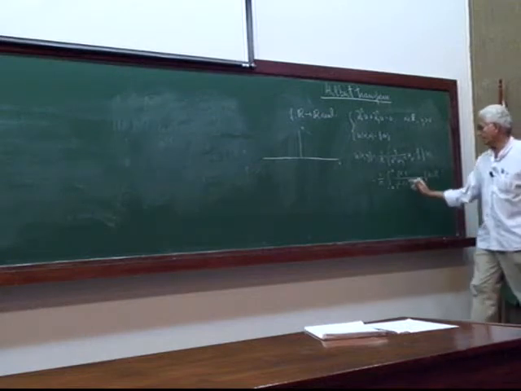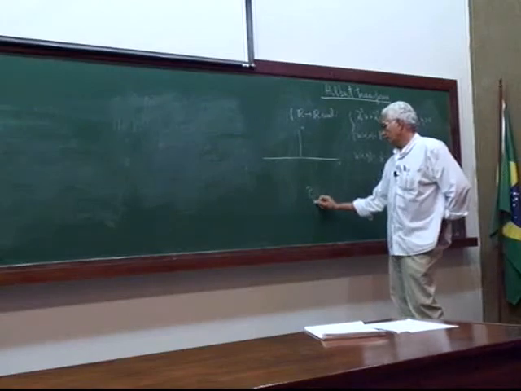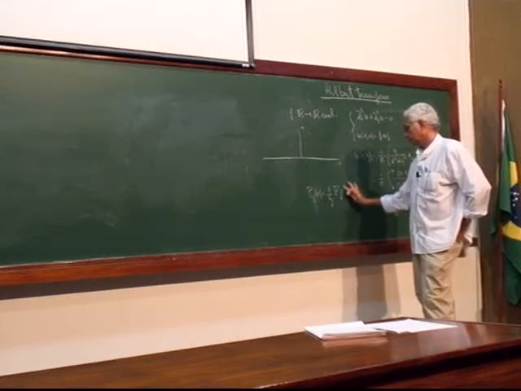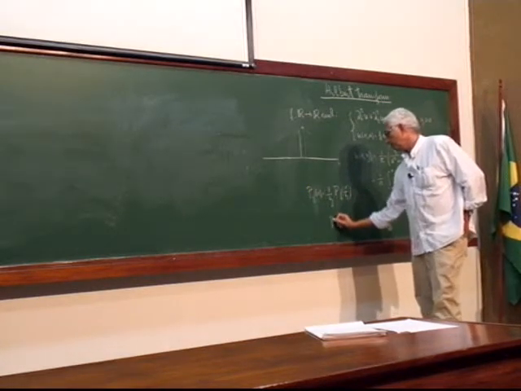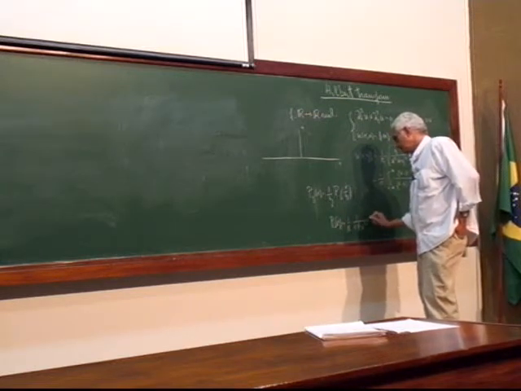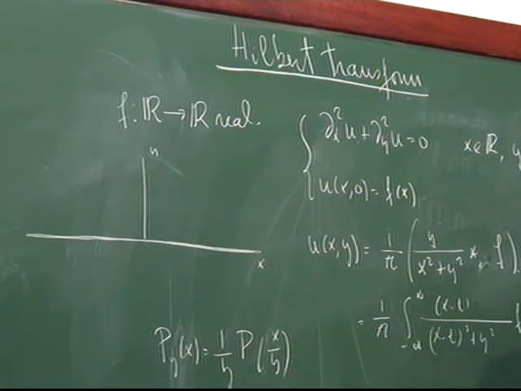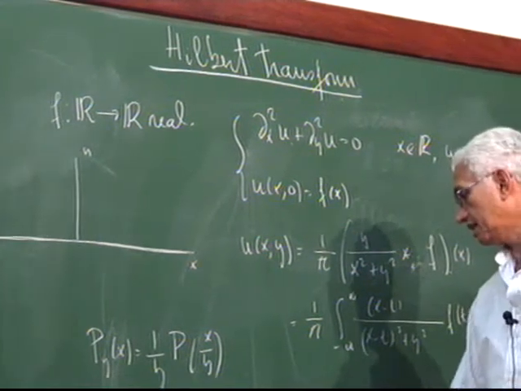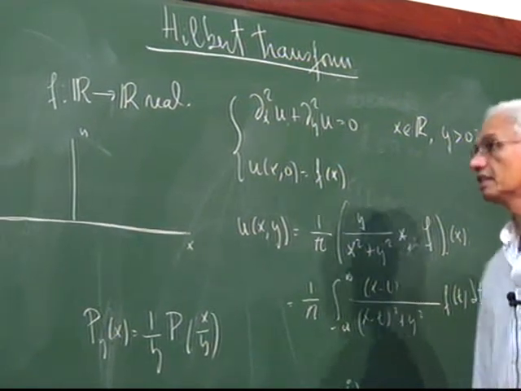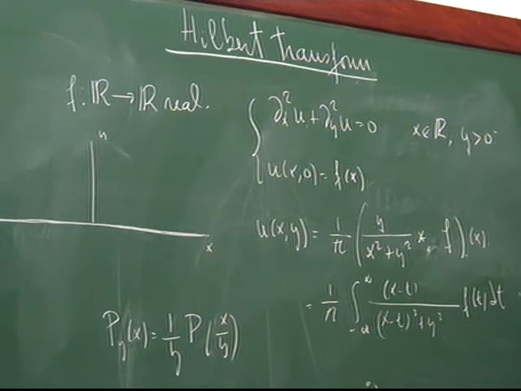Okay. Then the kernel in this case, that is Poisson, is where p of x is 1 over pi, 1 over 1 plus x squared. And this is a very nice kernel. It's positive, decreasing, L1, and so forth. Okay? And this is exactly 1 over pi, the real part of i over z. Let's see that this is correct. If you put i over z, z is equal to x squared plus y squared.